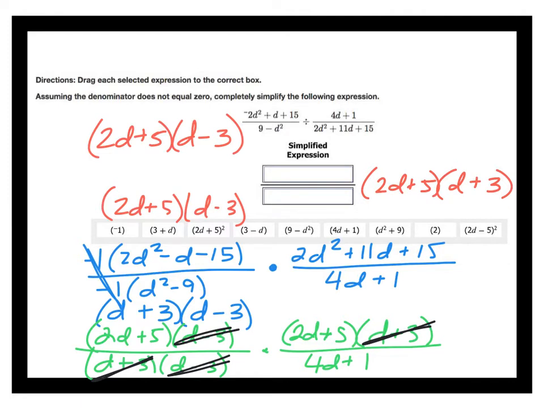Which means I now have my answer. I have 2d plus 5, another 2d plus 5, and a 4d plus 1. So 4d plus 1 would have to go in the denominator. Right here would go here into the denominator. And then 2d plus 5, the quantity squared, that would go into our numerator.